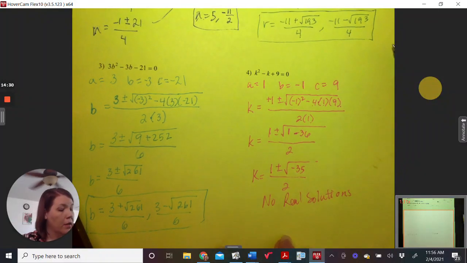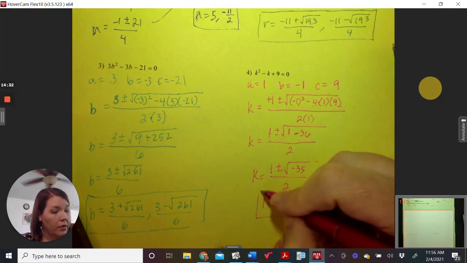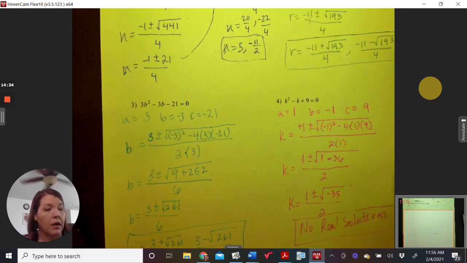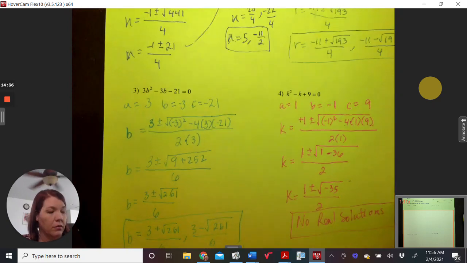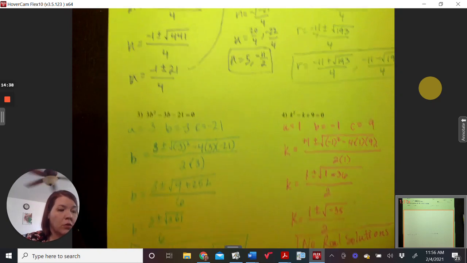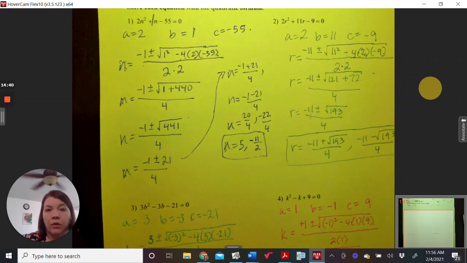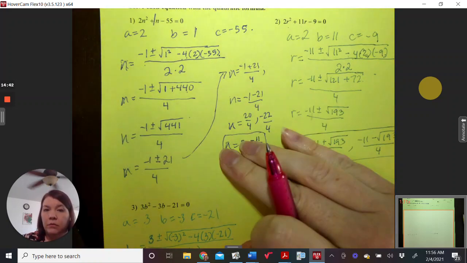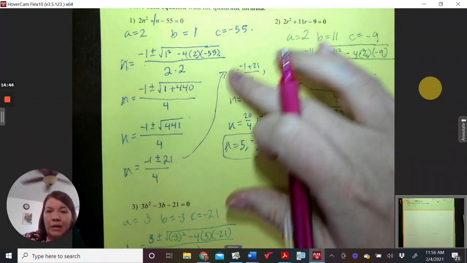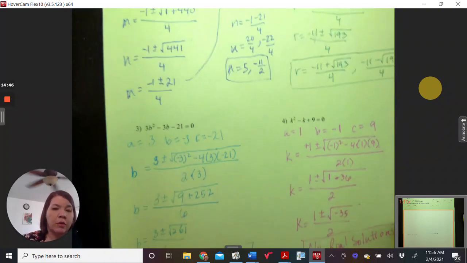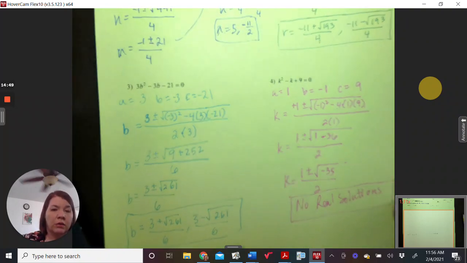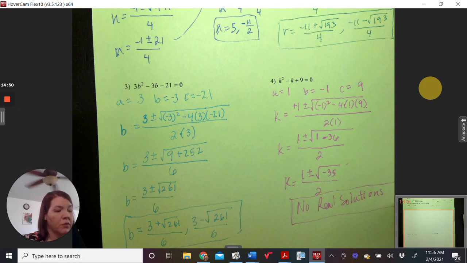So you can see how the fastest ones were the ones where I had a square root that I couldn't process, versus this one where I had to keep going because I had to process my square root. And then this one, even faster because there were no real solutions. And that's it. All right, I'll see you guys soon.